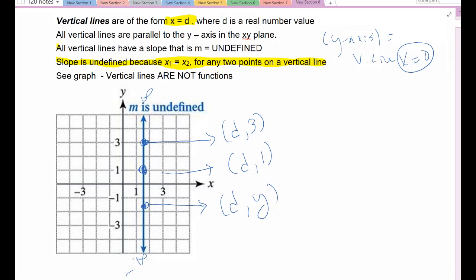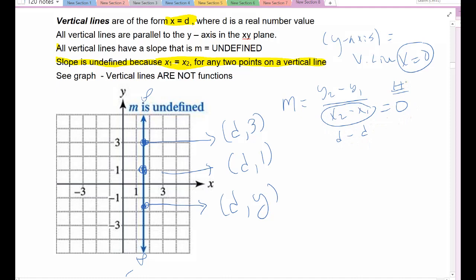All of my x values are exactly the same, and because of that, when I go to find my slope, my change in y over my change in x, well, there is no change in x. That's 0, because that would be d minus d. The y values would come out to some number, but I would get division by 0, which is an error. Again, that means the slope is undefined.